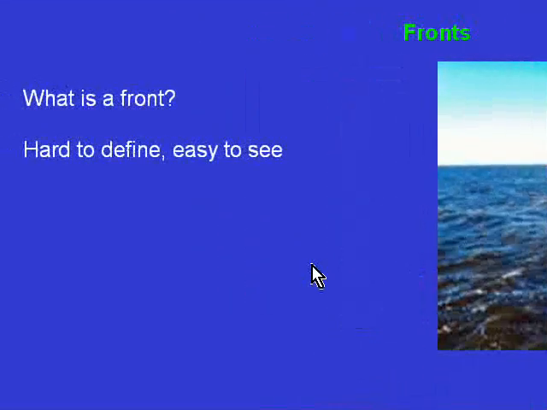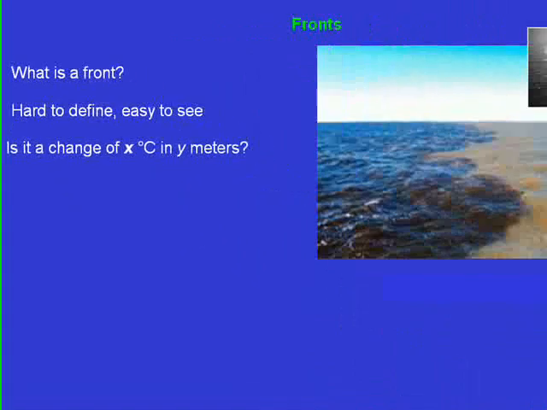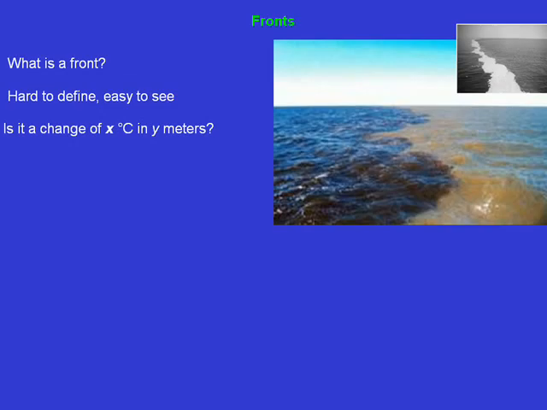And so usually, like AJ said, you can look at it in terms of change in temperature. What is it? A change of how many degrees in how many meters. What makes a front? So typically, a front will accumulate some sort of material at that transition. That is, a front is a region of convergence and divergence of flow. It can be in the air or in the water.